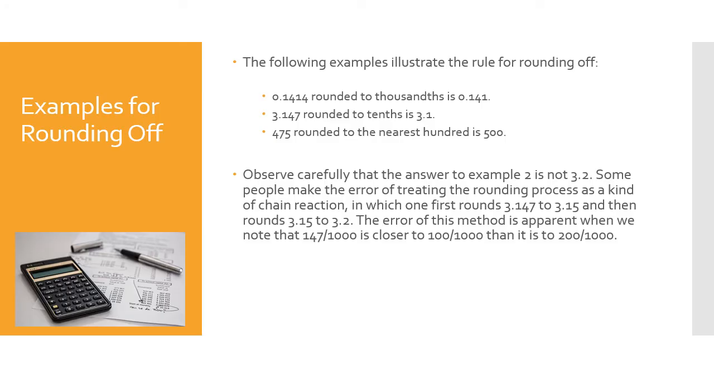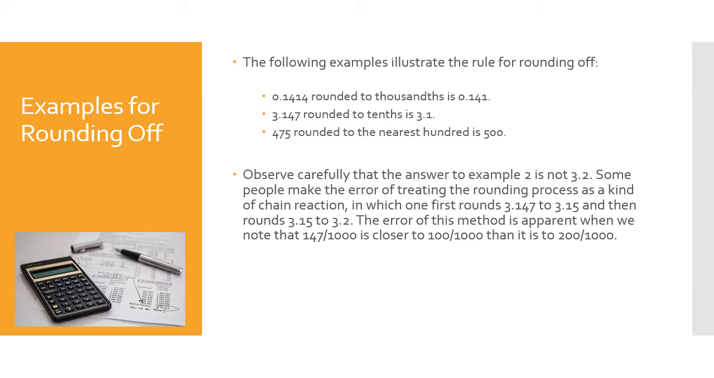The following examples illustrate the rule for rounding off. 0.1414 rounded to the thousandths is 0.141. 3.147 rounded to the tenths is 3.1. We just dropped that 0.047. 475 rounded to the nearest hundred is 500.